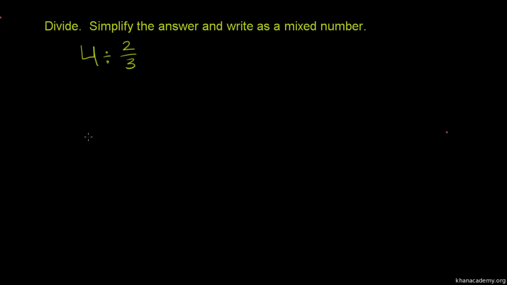So this is going to be the same thing as 4 times the reciprocal of 2/3, which is 3/2, just swapping the bottom and the top number, the denominator and the numerator.